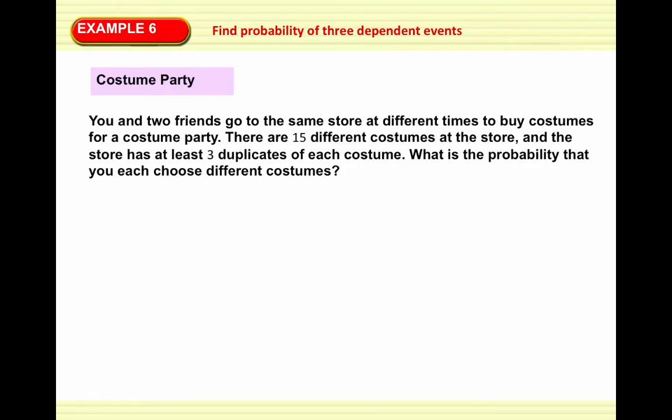Let's look at example 6. You and 2 friends go to the same store at different times to buy costumes for a costume party. There are 15 different costumes at the store, and the store has at least 3 duplicates of each costume. That's an important detail because that means that it's feasible that all 3 of you would get the same costume. What is the probability that you each choose different costumes?